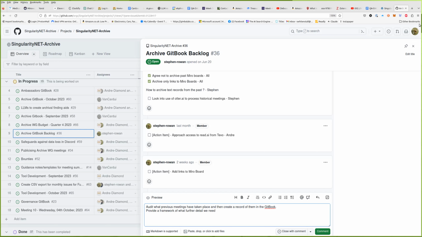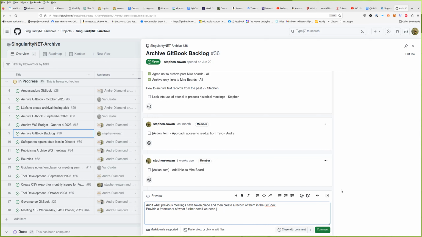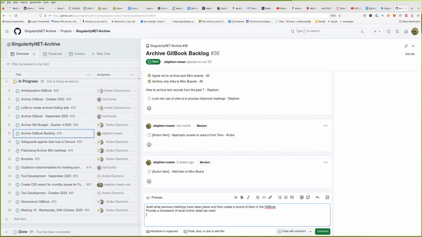Any questions or suggestions on that? I think in the last meeting we said that we would include links to things like Miroboard in case we ever get a decent tool that can extrapolate it as text. Do you still want to do that?